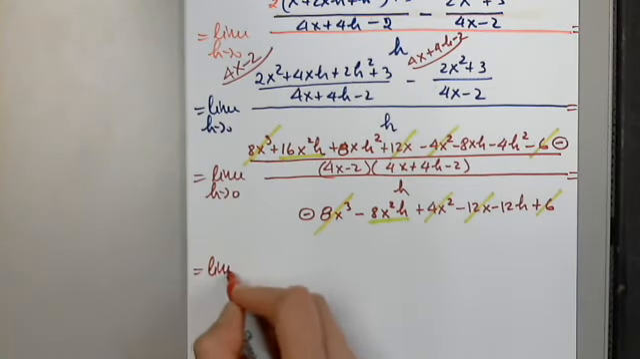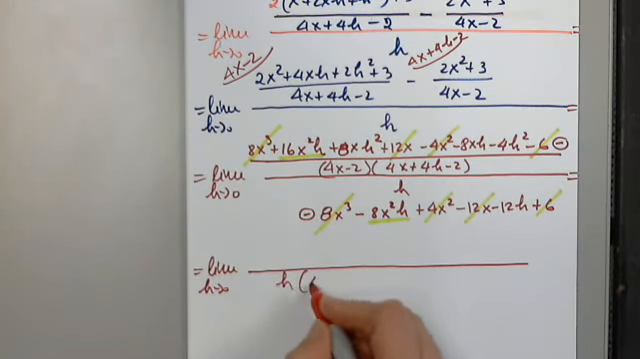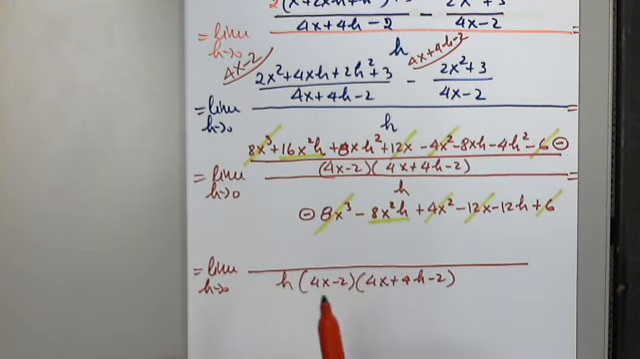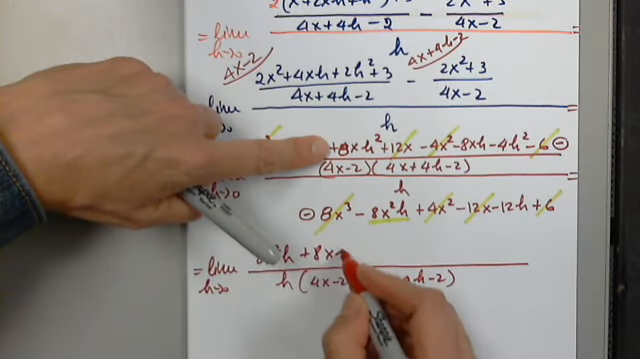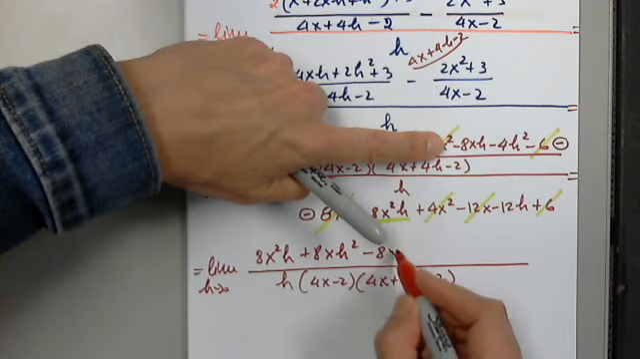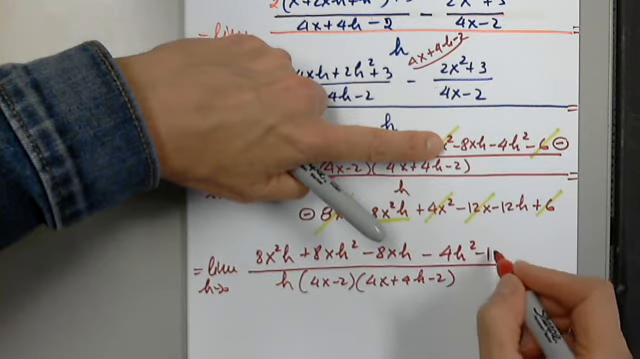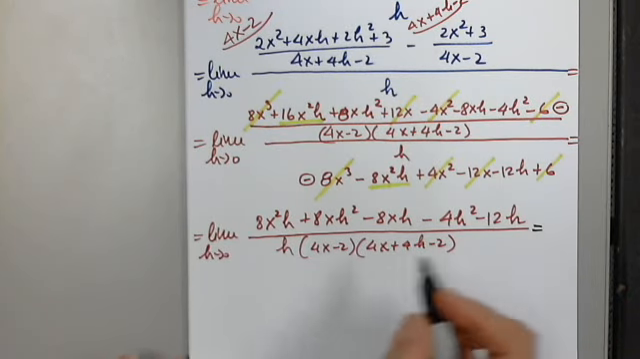Okay, so I'm here with limit as h approaches 0. I'm just going to flip h, so it's h times 4x minus 2, 4x plus 4h minus 2. Now I'm going to write the numerator. This with this, it's 8x squared h. These two are gone. Then plus 8xh squared minus 8xh minus 4h squared minus 12h. And yes, all of them have h in common. It will be pulled out.